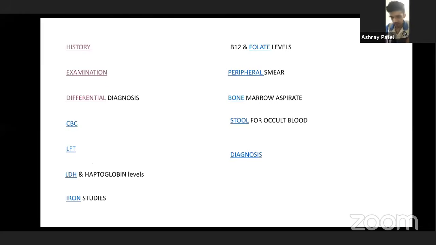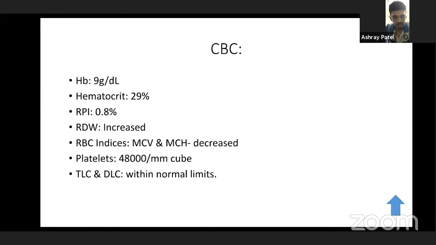So, okay. Now let's see the investigation. What are the investigations you look for? So starting with the CBC first. Okay, fine. You want CBC. This is CBC. So what do you infer from this? So he has mild anemia, which goes up to 9 gram per deciliter.